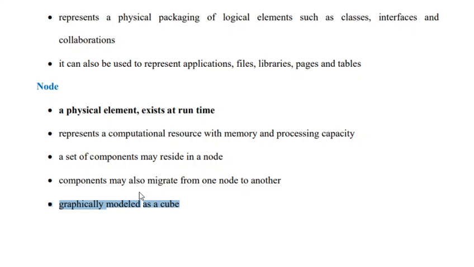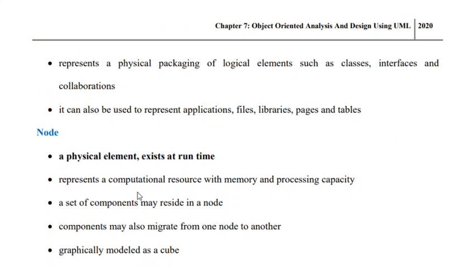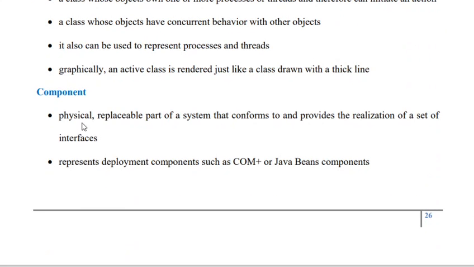A node is a physical element that exists at runtime. It's capable of representing computational resources with memory and processing capabilities, and a set of components may reside in a node, and a component may migrate from one node to another node, and graphically it's modeled using a cube. So these are the descriptions of the 7 structural elements that we have.